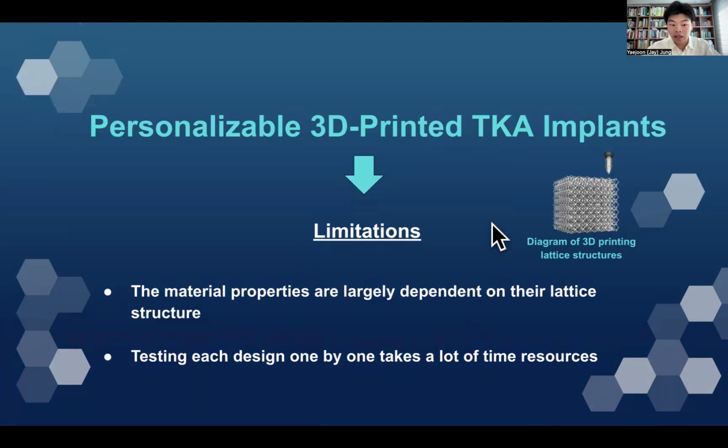One promising solution is personalizable 3D printed TKA implants. You basically have to create this by stacking these small structures called lattice structures on top of each other. However, because the design space is so vast for these lattice structures, it's almost impossible to test each design one by one, and it also takes a lot of resources and a lot of time.